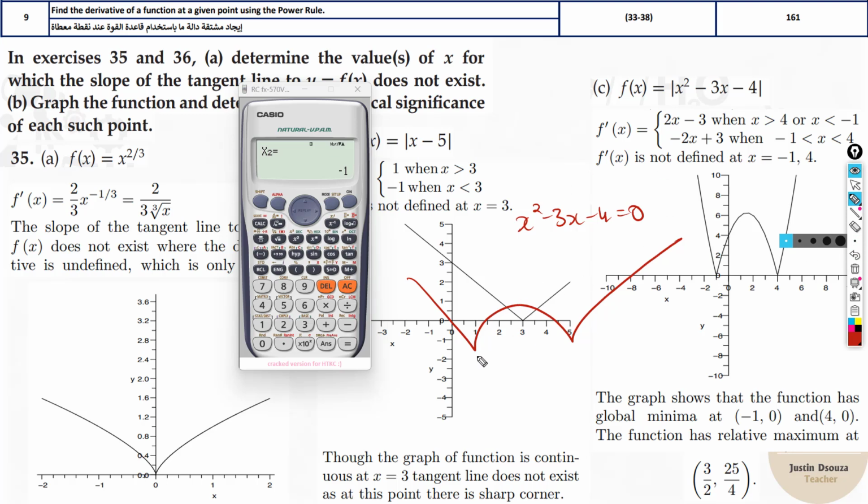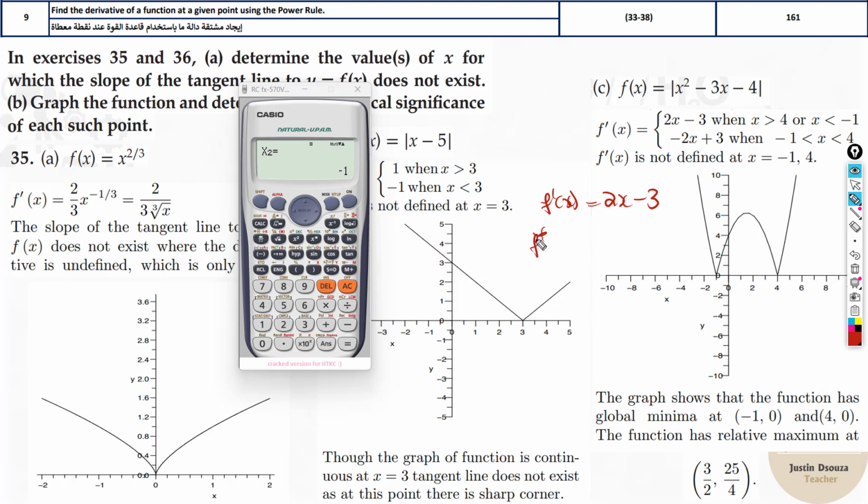And now we know one of these will be minus 1, and one more answer was 4, right? Yeah, it's 4 and minus 1. So you can see at minus 1 and positive 4. Okay, that is helpful. But now we need to do the derivative. Let's derive this. F dash of x will be 2x minus 3. This is the derivative.